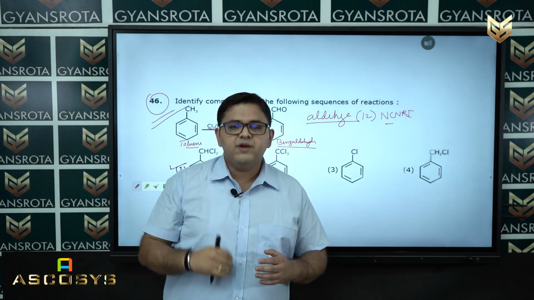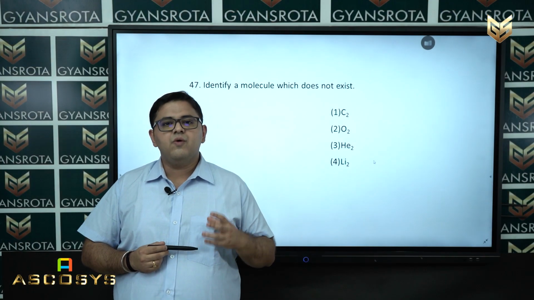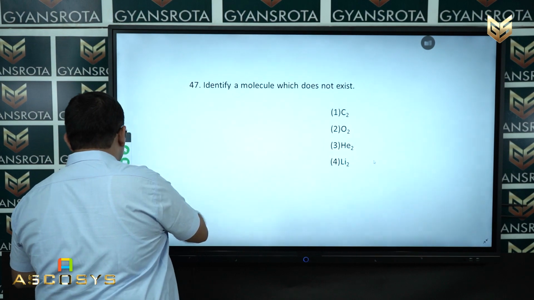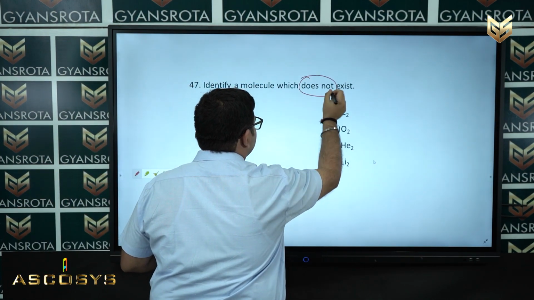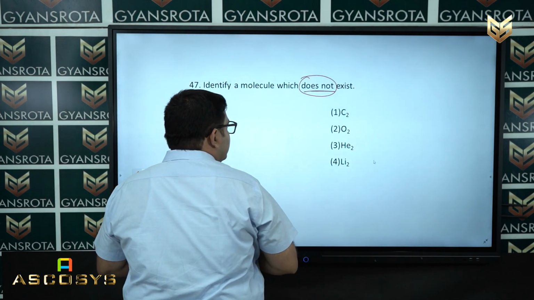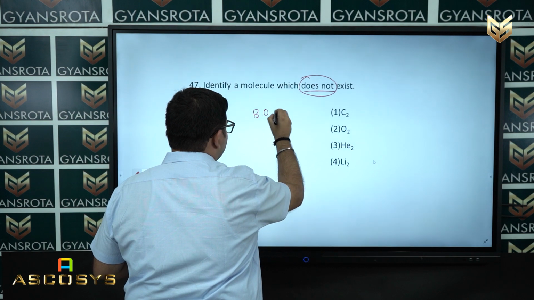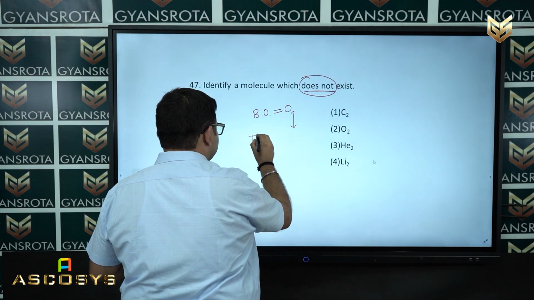So, now we are moving to the next question, that is question number 47. So, question number 47 is on your screen. Identify a molecule which does not exist. So, now we are moving to the solution part. So, if you see, they asked you which does not exist. Okay, first mark it does not. Now, we know the molecules which have bond order equal to 0, those molecules do not exist.